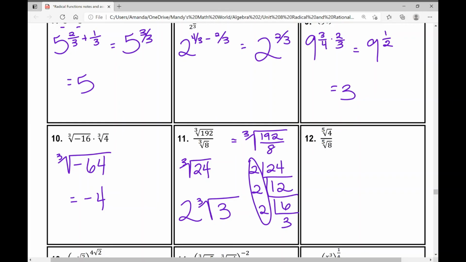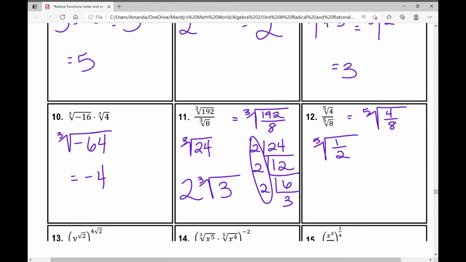Let's move on to number 12. I've got the fifth root of 4 divided by the fifth root of 8. So I'm going to rewrite this as the fifth root of 4 over 8, which would simplify to the fifth root of 1 over 2. And that's actually how I would leave this, right? The fifth root of 1 over 2. If you wanted to rewrite it as 1/2 raised to the power of 1 over 5, you could. But that's how I'm going to leave my answer here.